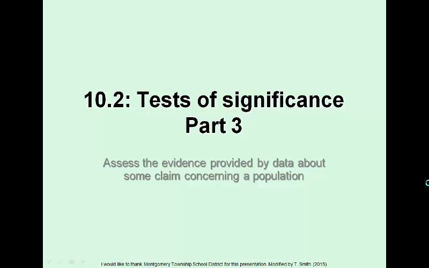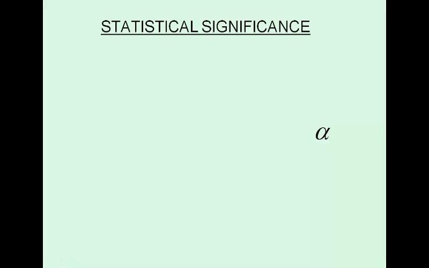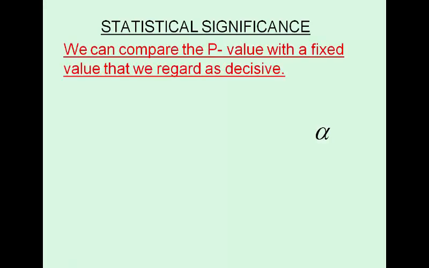Okay, for the third part of tests of significance, we'd like to look at when something is really significant. What does that mean? So we have this letter. It looks like an A. It's Greek. It's alpha. It's our alpha level. And when something is statistically significant, we use this level to set up the point. When is it statistically significant?